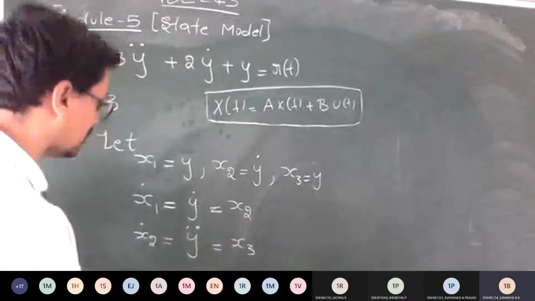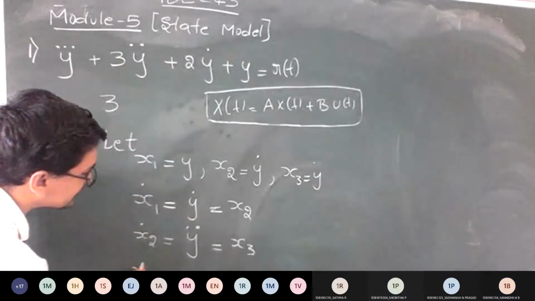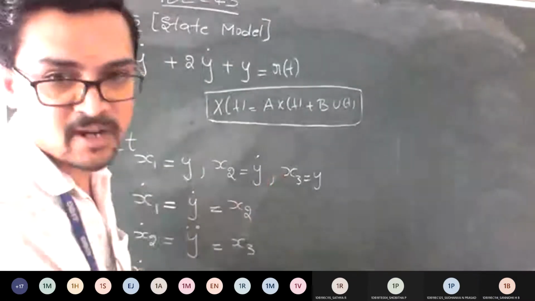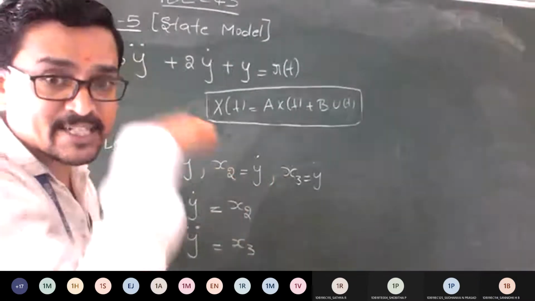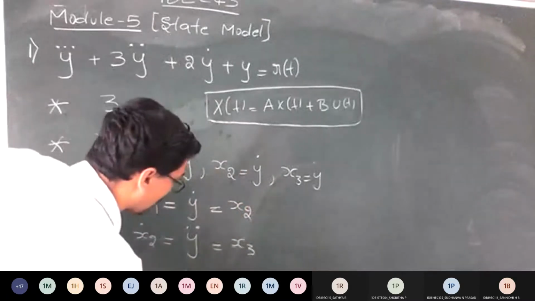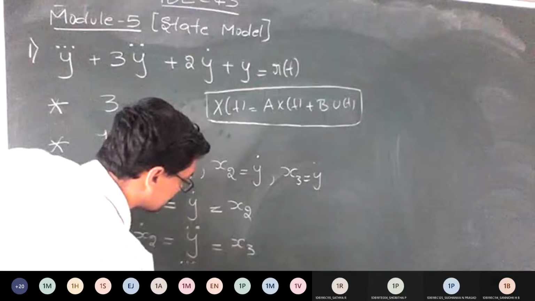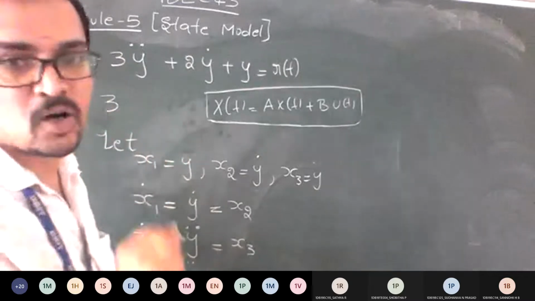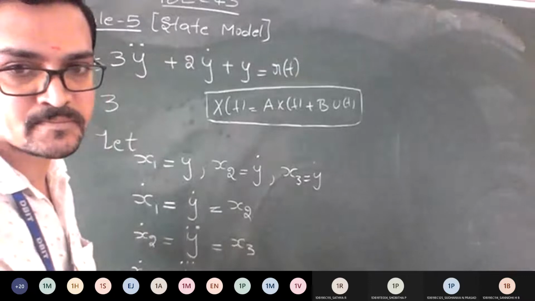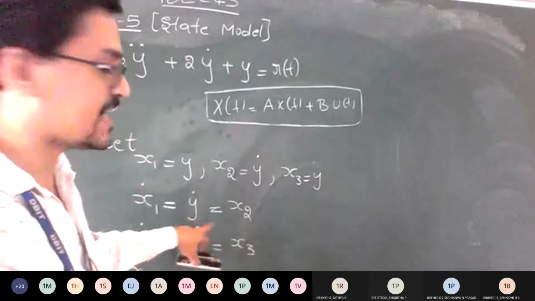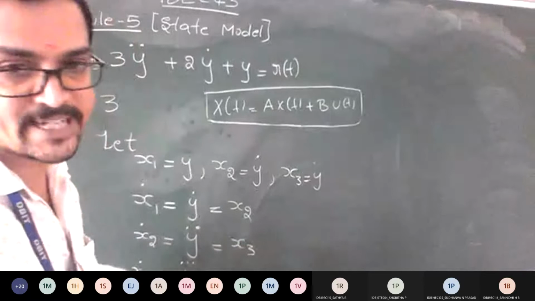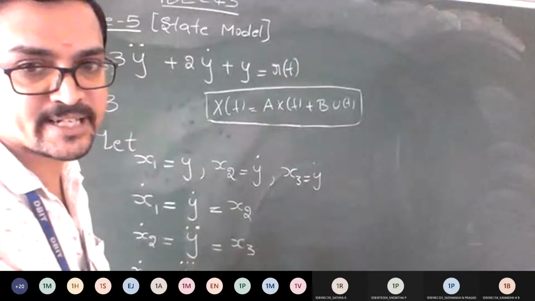Good. So now you should tell me what x3 dot equals to. So x3 is y double dot. If I take x3 dot, it means triple differentiation, right? So I can write it as y triple dot equals to. Now tell me how to find y triple dash. You have substituted y dash as x2, y double dash as x3. Now what can be done for y triple dash? From where can I get the answer?